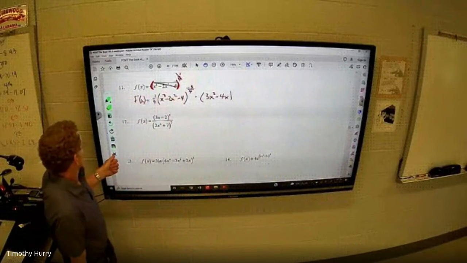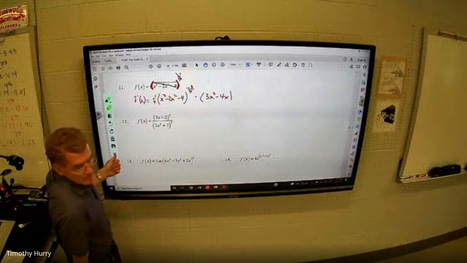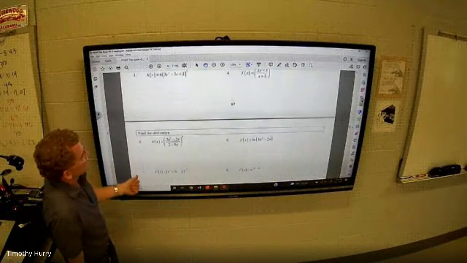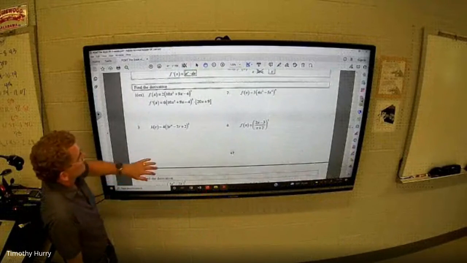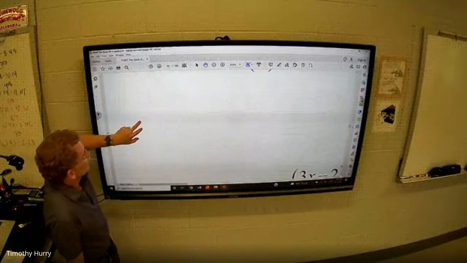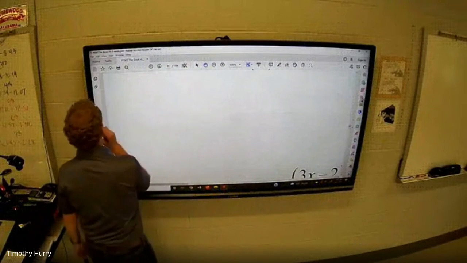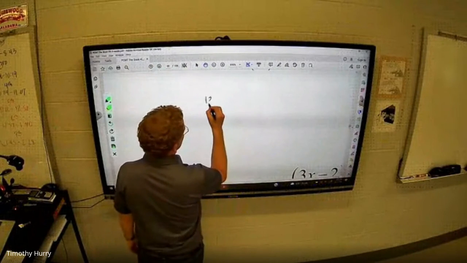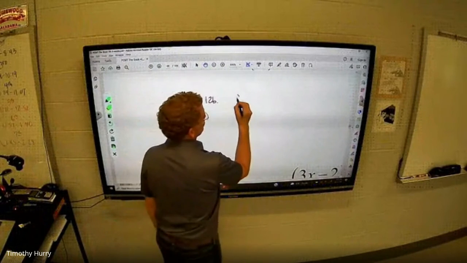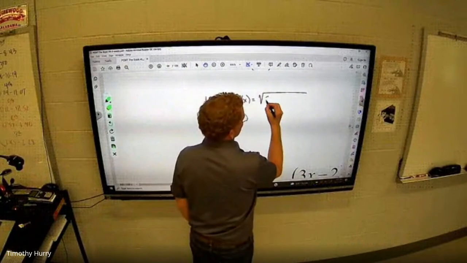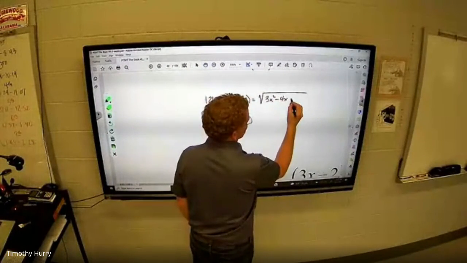Now, check this out. Okay, go to the one that has the square root in it. I think there's one. If there's not, I'll have to make one up. No, there's not. All right, we're going to make one up. We're going to call this number 12b. There's a little room there. So what if I gave you this function? f of x is the square root of 3x squared minus 4x plus 1.